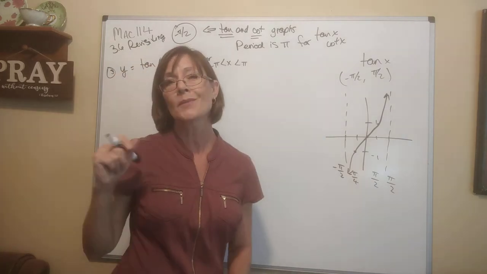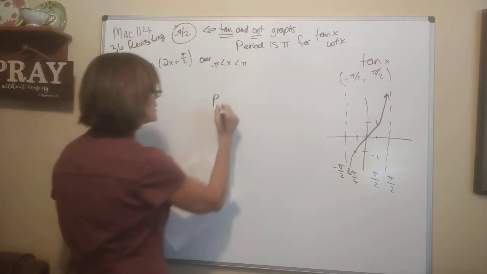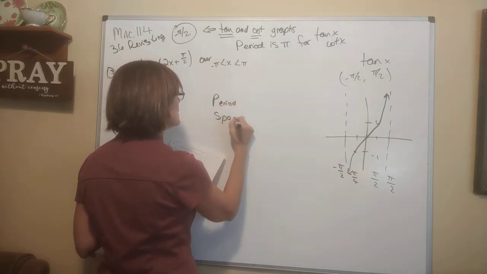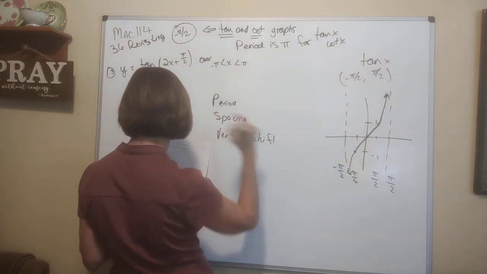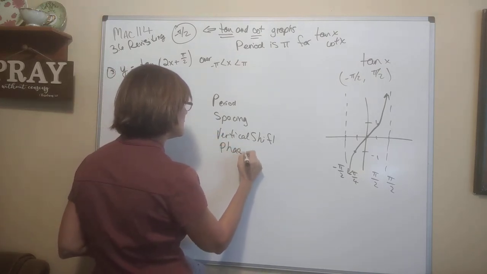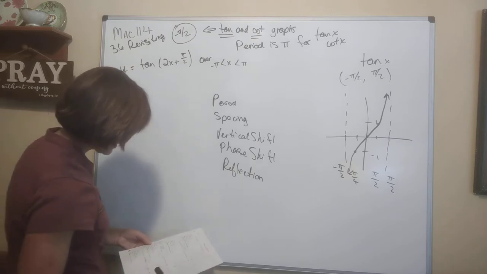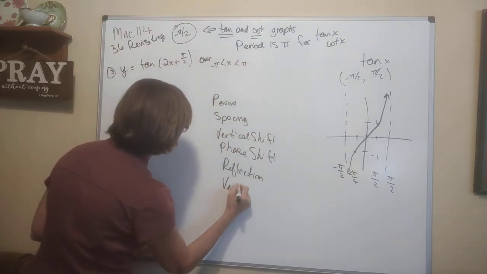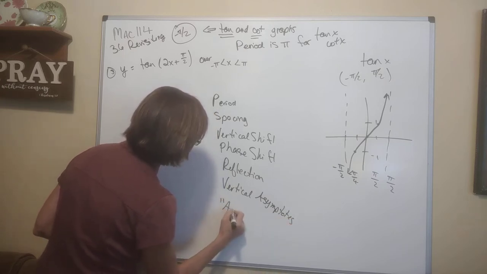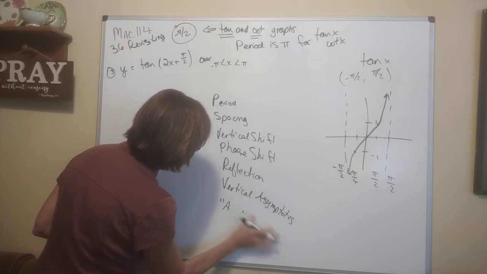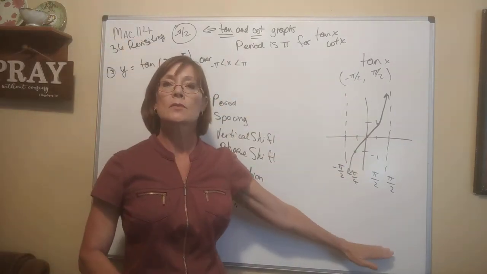Now, that's going to become important because I said I'm going to use the interval method on this one, because it helps me not mess up my graphs, okay? So let us see what we're going to list: period, spacing, vertical shift, phase shift, reflection, vertical asymptotes. And you could also say, what is sort of the amplitude here? It's not an amplitude, but it's just, what is A? We'll take note of that. All right, so this is what we're about to tackle. Just keep in mind, this is the basic graph of tangent.